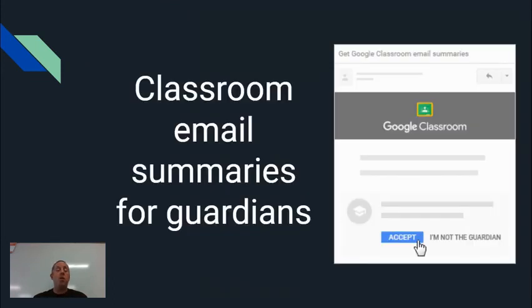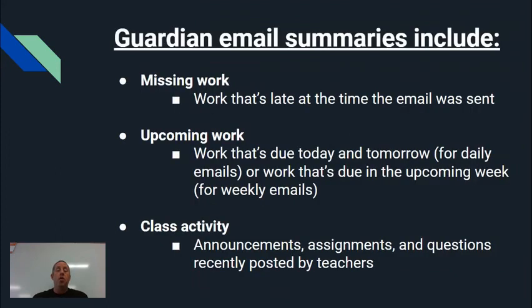But how do I know how students are doing in their classroom? One way is through email summaries from Google. These guardian email summaries include missing work that the student may have turned in late or is missing, upcoming work that's due today or tomorrow or for the upcoming week, class activity, announcements, and assignments. This gives you a great summary of what's going on in the Google Classroom. You can set up whether it comes once a week or every day, and you can change those settings if you want.